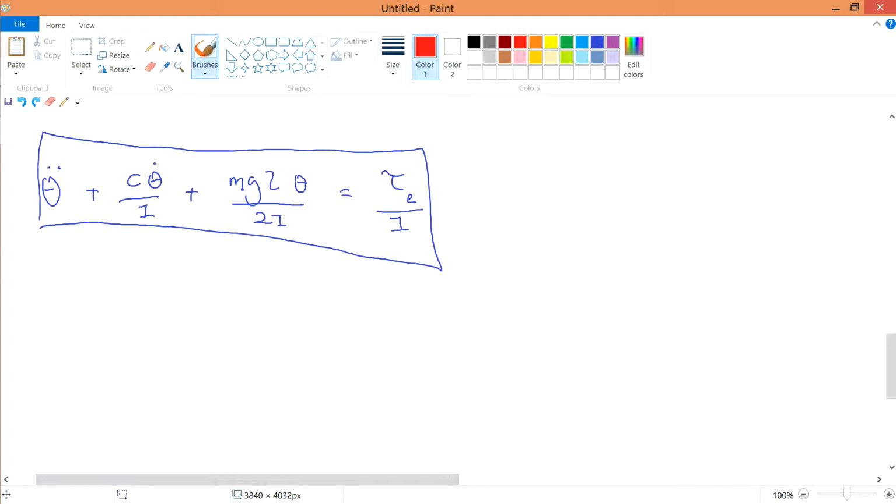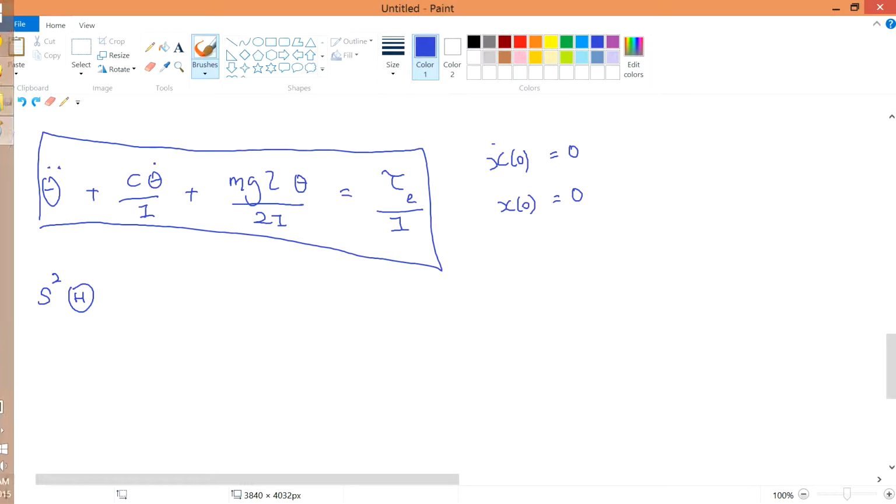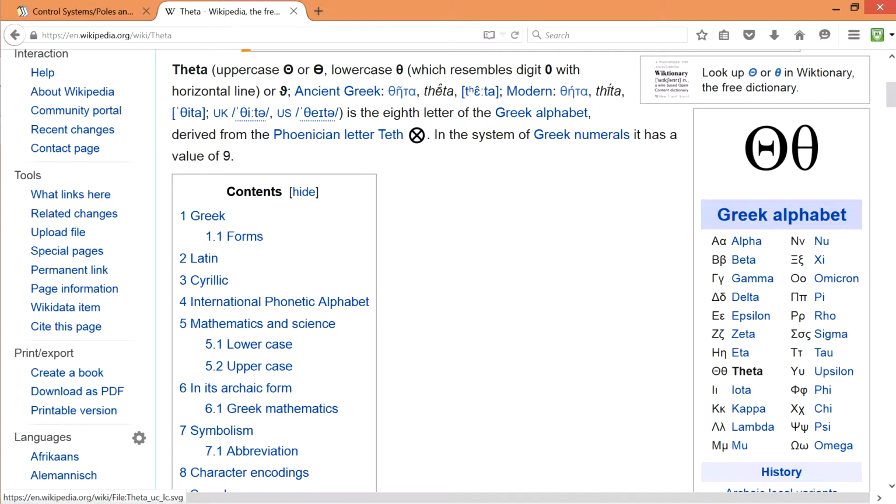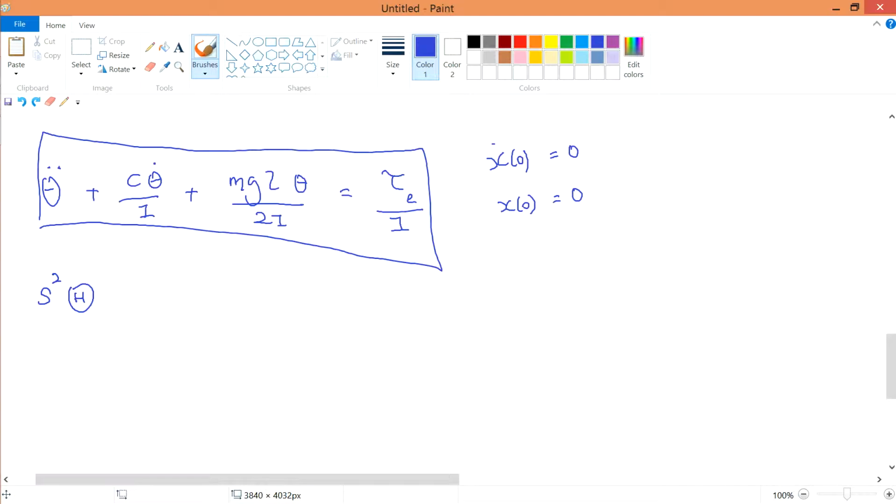on the pendulum system. Now if we were to do a Laplace transform, ensuring that θ dot(0) equals 0 and θ(0) equals 0, these are all the initial conditions, I'm not going into details on deriving it. I will straight away jump into the outcome. I would have s squared Θ(s), where capital Θ is the uppercase theta, so I'm going to write it in terms of this, plus C over I times sΘ(s). I actually forgot to write this.